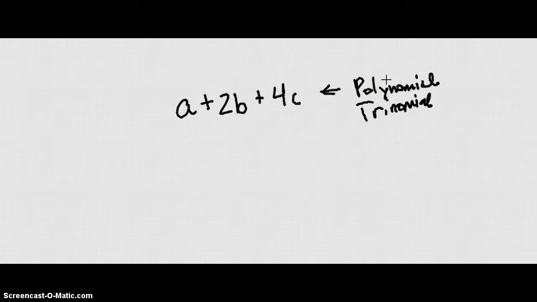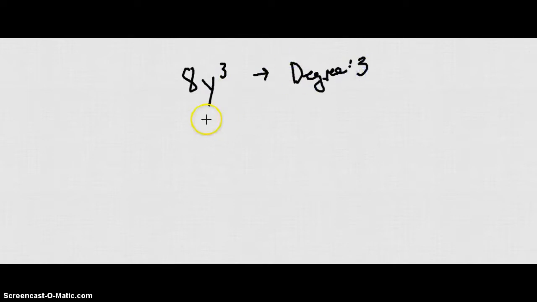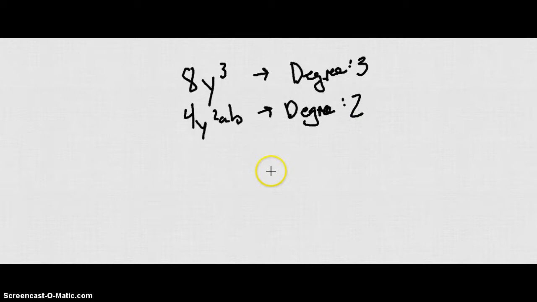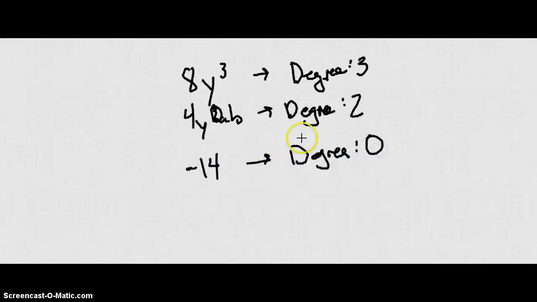So each monomial is going to have something called a degree associated with it. And it's basically the highest power of any variable. So something like 8y cubed is going to have a degree of 3. Something like 4y squared ab is going to have a degree of 2. Because that squared is the highest power, so it has a degree of 2. Negative 14 doesn't have a power, so its degree is going to be 0.